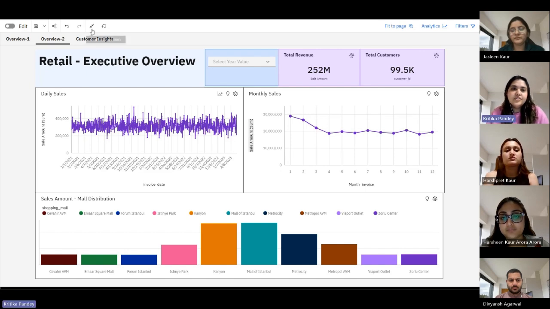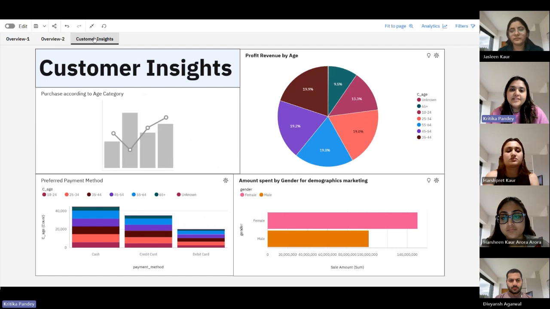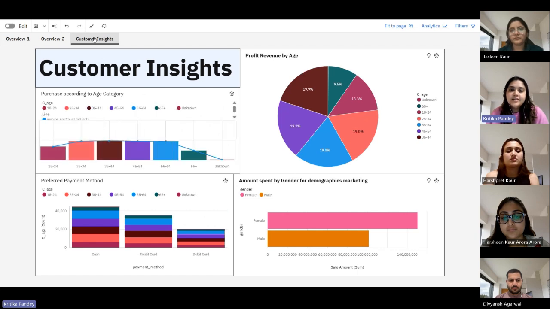Now I'll move on to the customer insights. We'll focus on customer shopping patterns and using our data analysis. Our first insight focuses on how purchases vary across age groups. We found that customers aged 25 to 64 make the highest number of purchases.